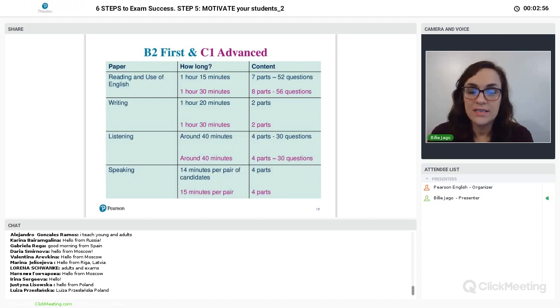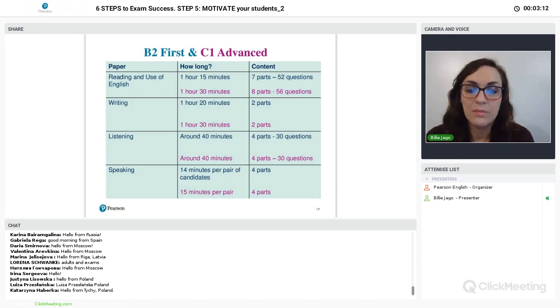So just for reference, today I'll be mainly referring to the B2 First exam, which was known as the FCE, and also the C1 Advanced exam as well, which also was known as the CAE. I've used these as they're quite similar. We've got the 4 papers. Most of the duration is quite similar as well.